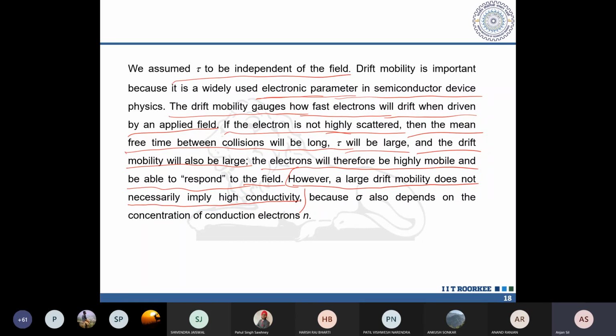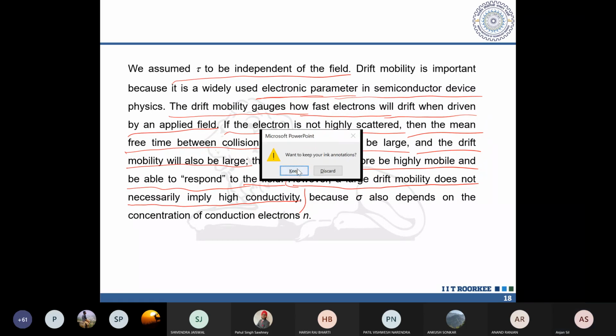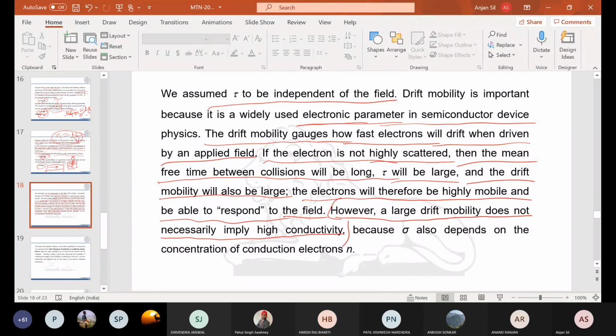Who can explain this meaning? Any of you? Please tell me. Yes, Shivam Yadav, are you there? Yes, sir. What do you understand? That high drift mobility does not necessarily mean high conductivity, it is not the only condition. So that's what his statement is.